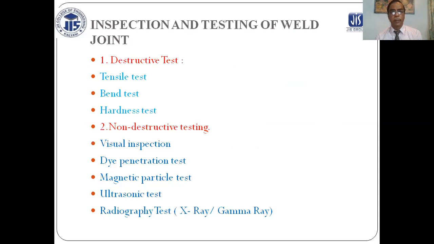Inspection and testing of weld joints: destructive testing and non-destructive testing. Destructive testing is mechanical testing, mostly the tensile test, bend test, and hardness test. Non-destructive testing includes visual inspection, dye penetrant test, magnetic particle test, ultrasonic test, and radiography test with X-ray, gamma ray, etc.